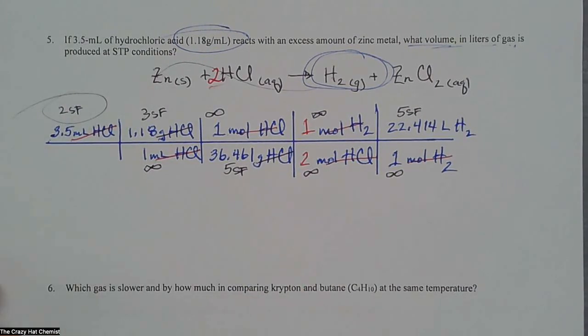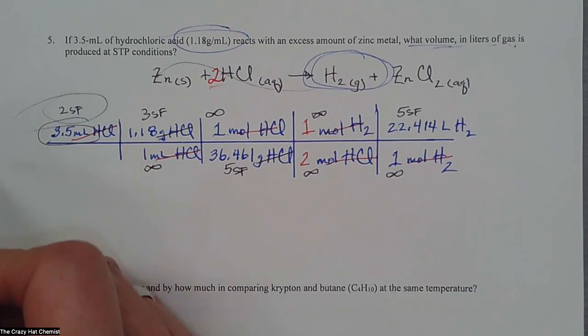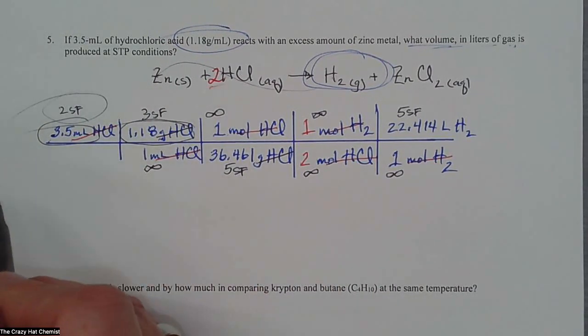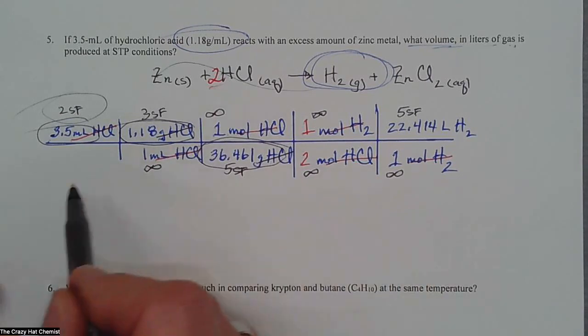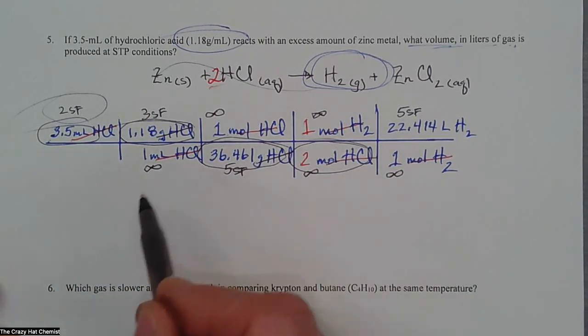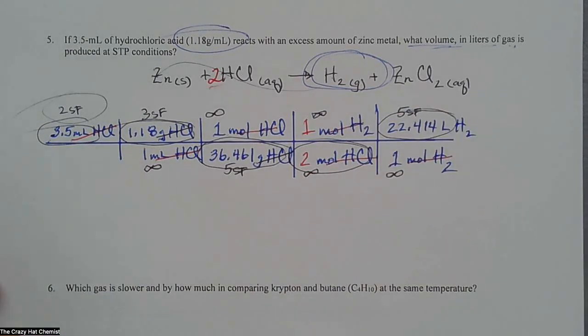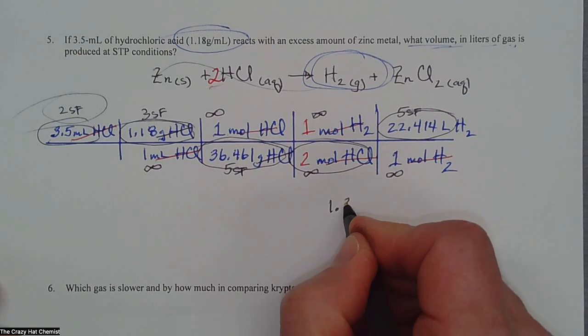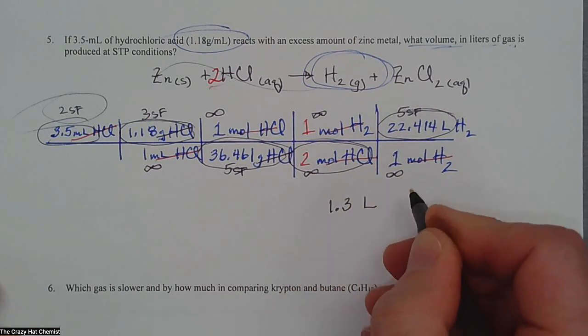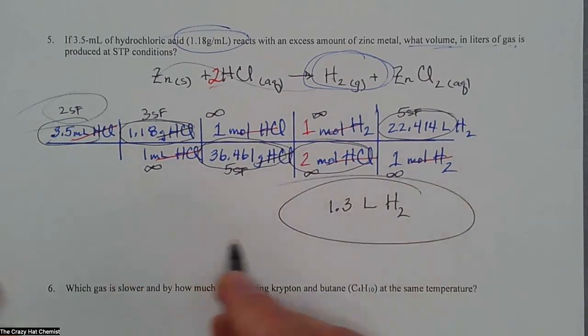So what were we going to do in our calculator? We're going to plug into the calculator the following numbers: 3.5 times 1.18 divided by 36.46 divided by 2 times 22.414. We're going to round that to 2 significant figures. That will be 1.3. The units are liters. The formula is H2, and there we go. Number, units, formula with the correct number of significant figures. Bam! Fantastic. That is number 5. We got number 5 nailed down perfectly well.